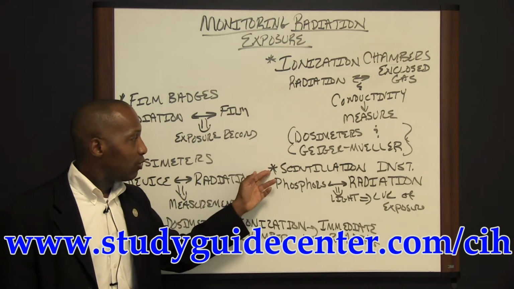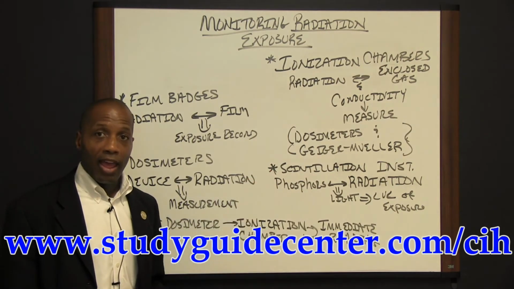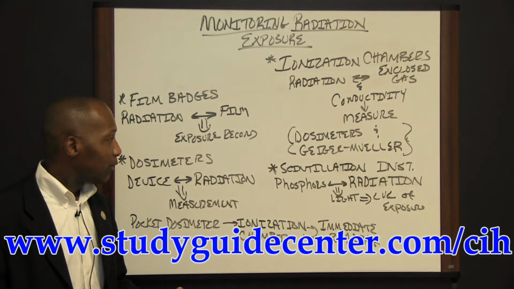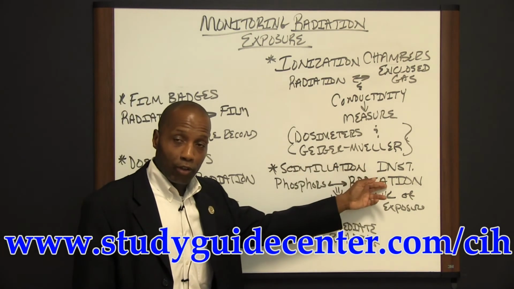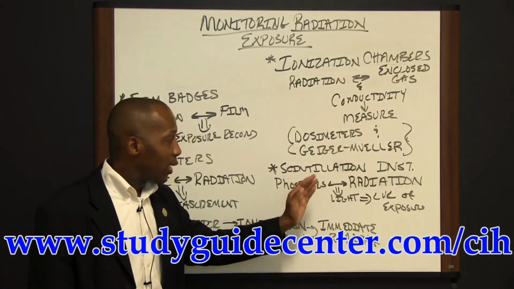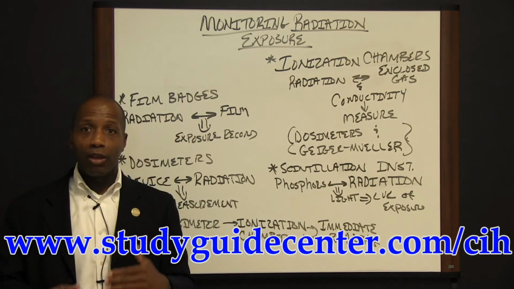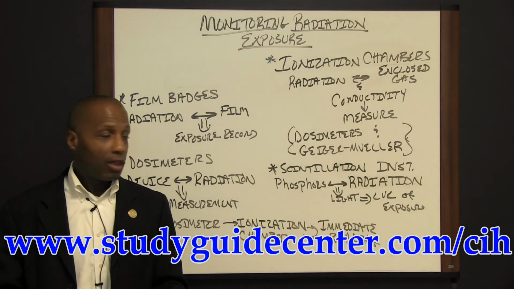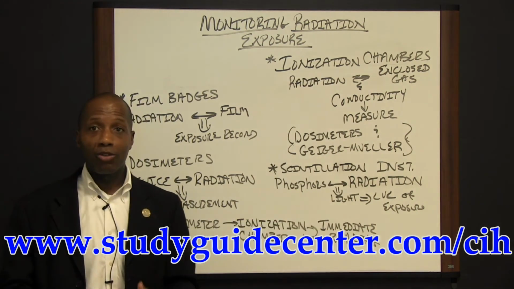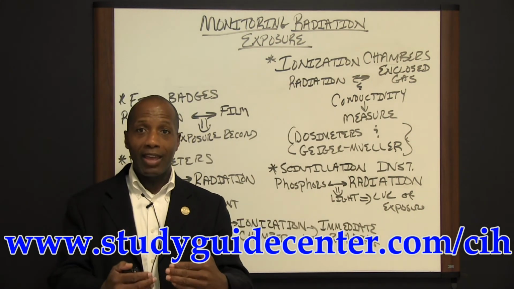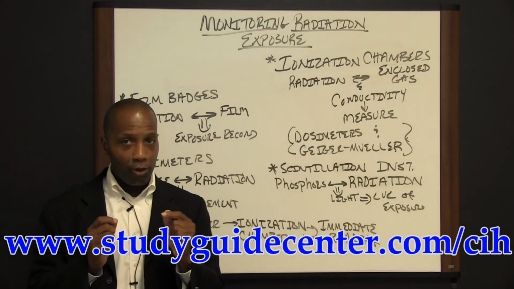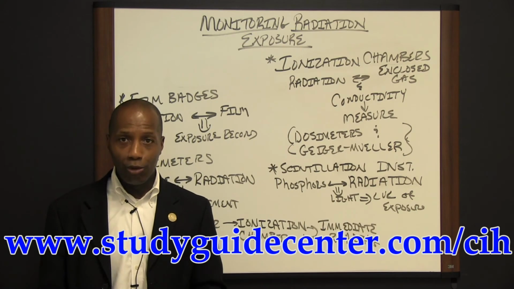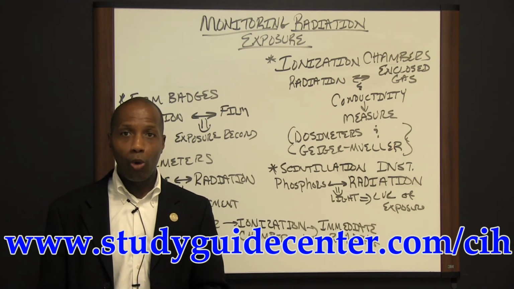Then you have the scintillation instruments. Now, the way these instruments work is you have phosphors that, when exposed to radiation, create light. And with this exposure to the radiation and the creation of the light, there's a level of exposure that can be measured. Now, with scintillation instruments, they're found to be extremely sensitive and useful when detecting low levels of radiation exposure.